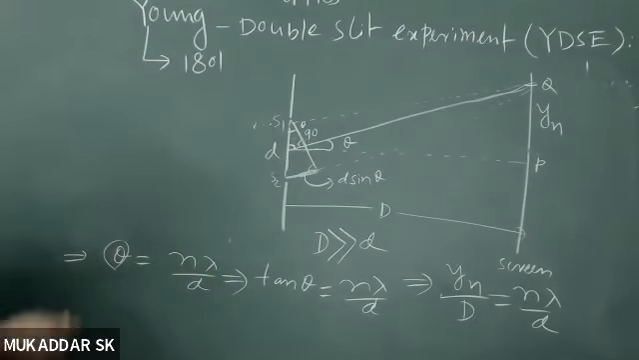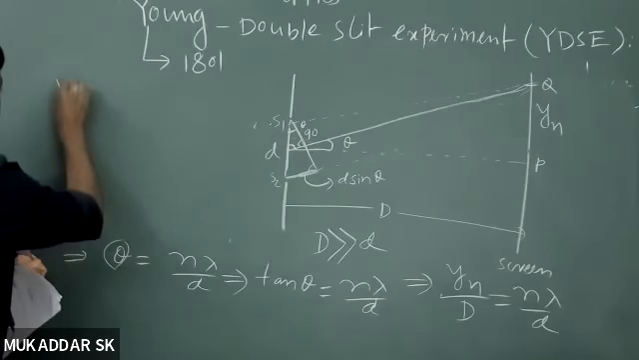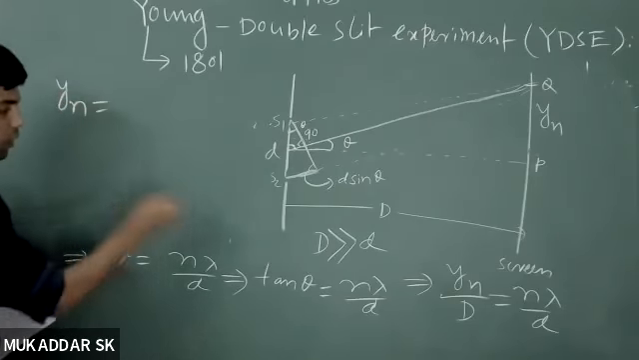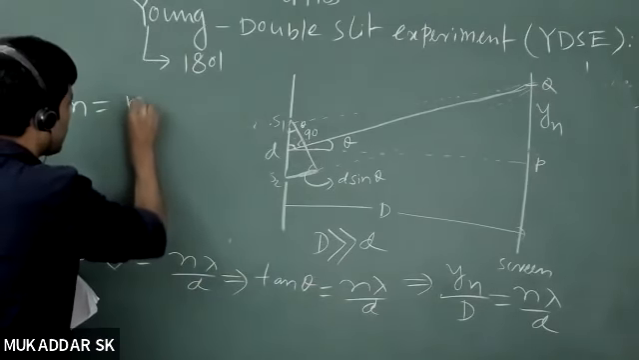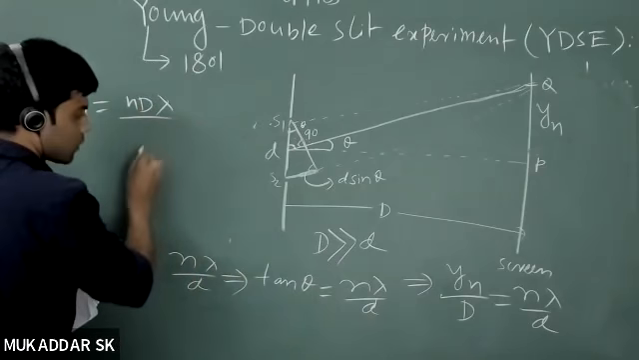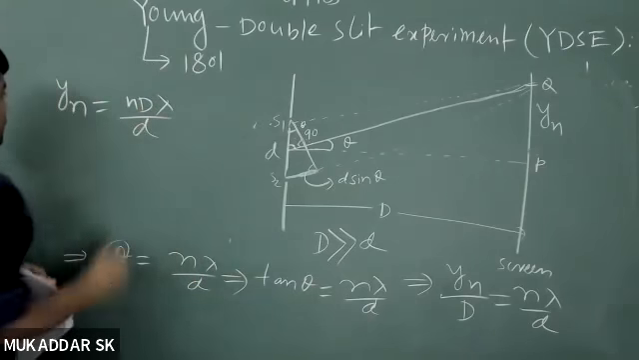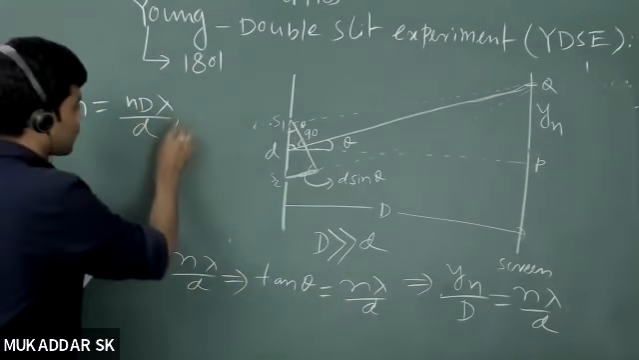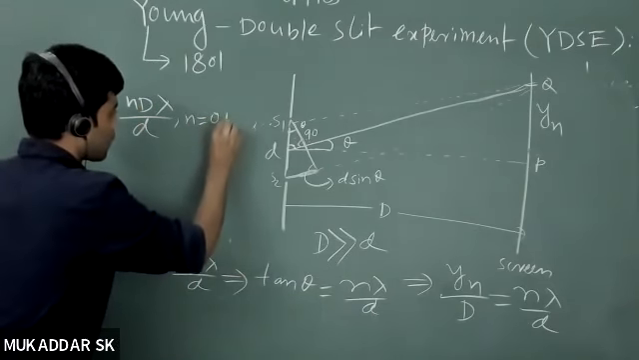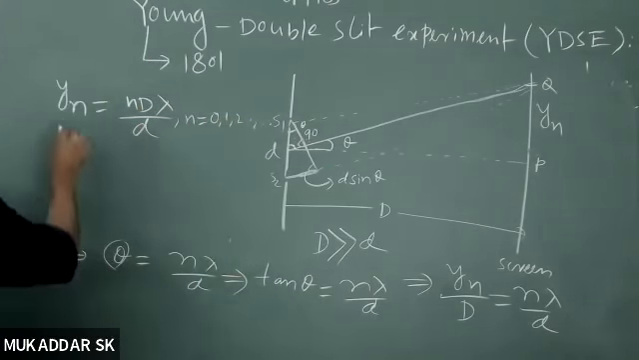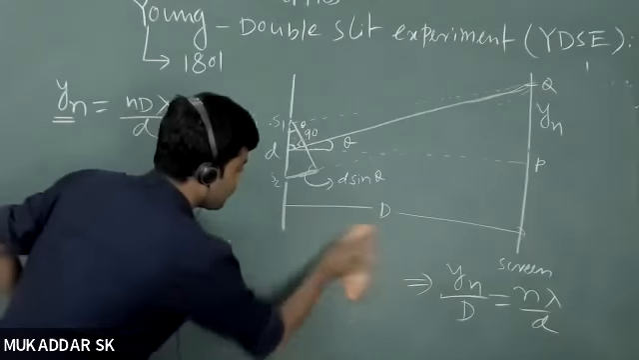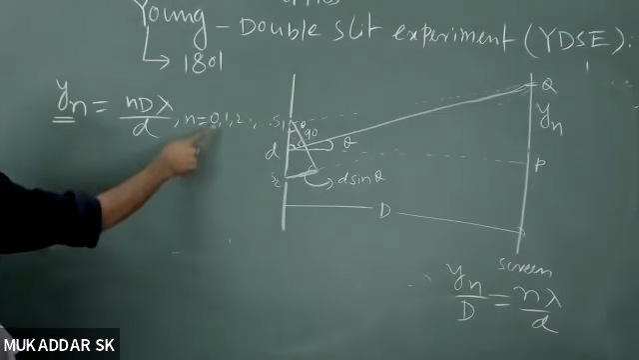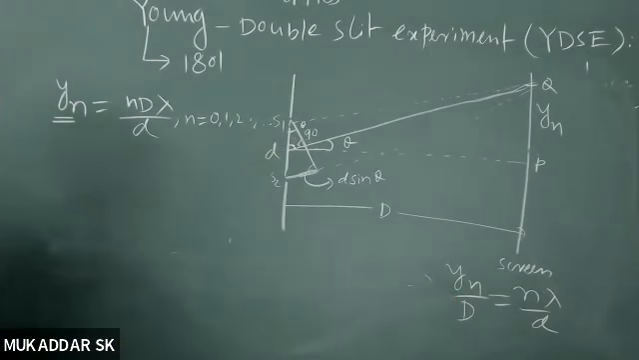Okay. Now you observe, the position of the nth bright fringe will be how much? Yn equals n D lambda by d, right? What does Yn represent here? Yn represents the position of the nth bright fringe, okay? And what can be the value of n? The value of n can be 0, 1, 2, 3 and so on, right?